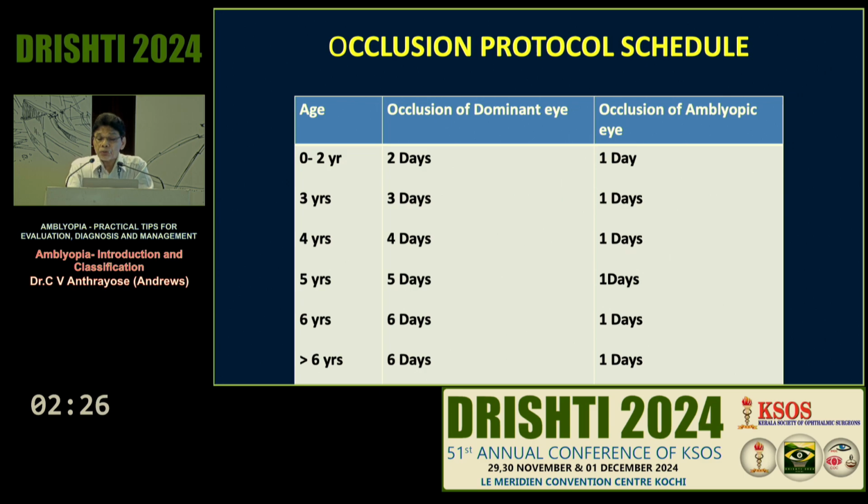Regarding the occlusion protocol schedule, depending upon the age, occlusion days can vary. To start with, it can be 2 days of occlusion of the sound eye in a week with 1 day of occlusion of the amblyopic eye. As age advances, after the age of 6, you can have 6 days of occlusion in a week and 1 day of occlusion of the amblyopic eye.